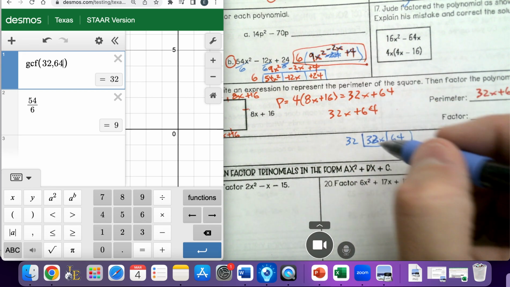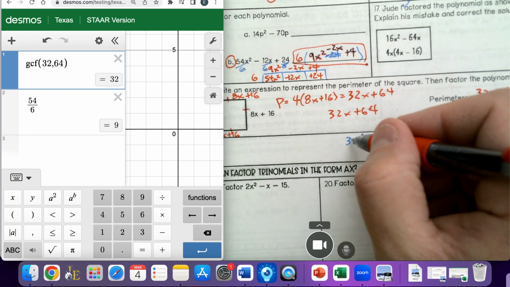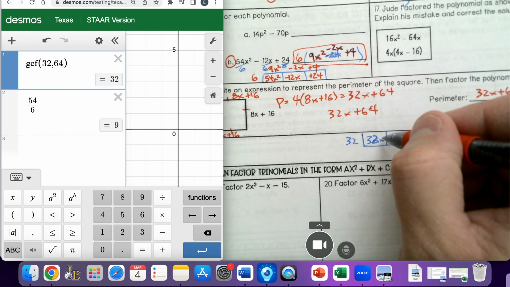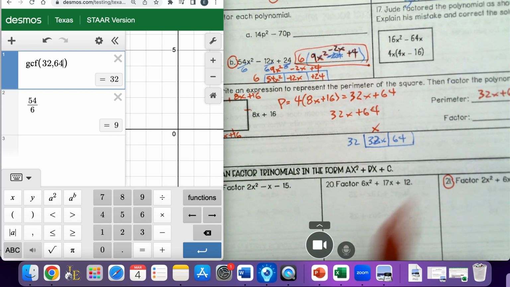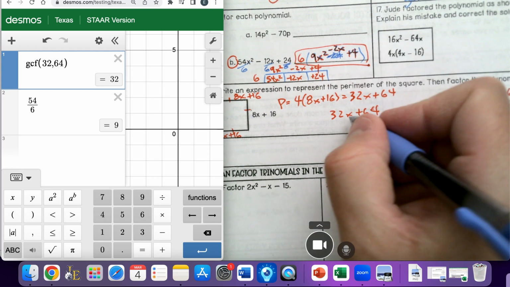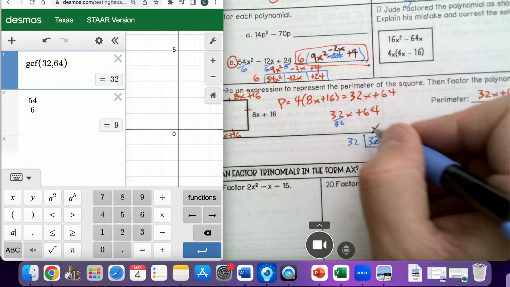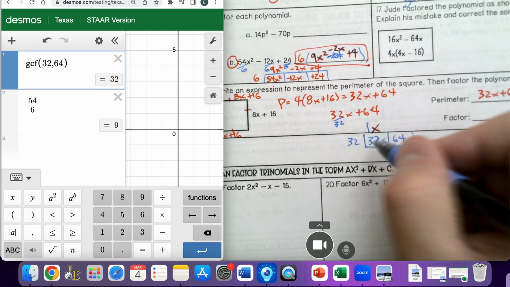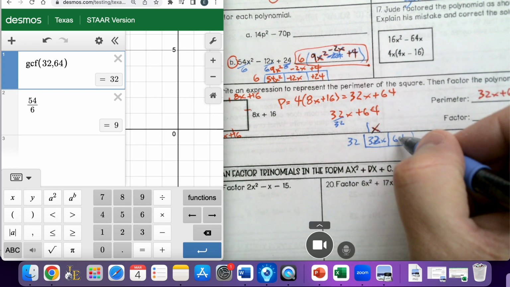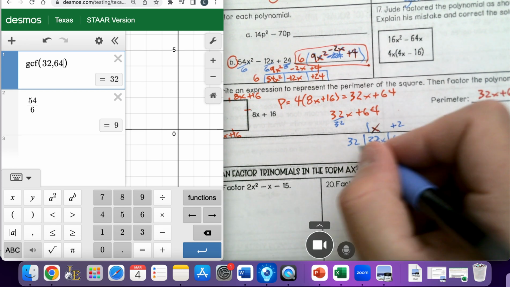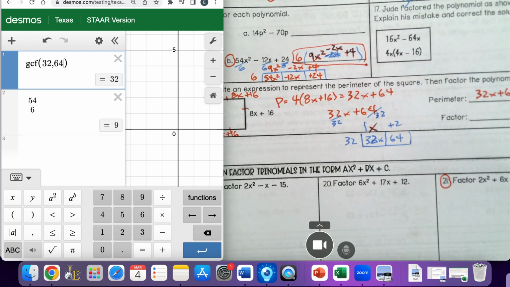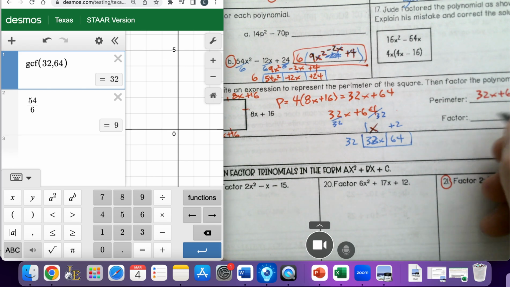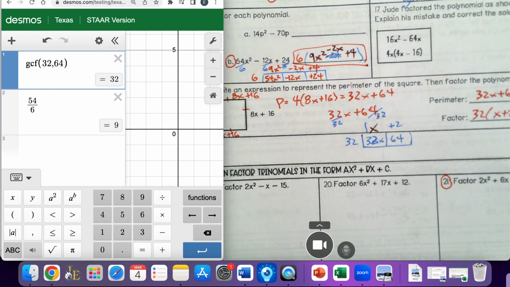So what times 32 gets me 32x? Well, that would just be a single x here, right? Or you could just divide this by 32, and you'd find out you get a 1 here. And then we need an x, and so we get an x. And then what times 32 gets me 64? Well, that's 2. Or you could have just done 64 divided by 32, and you'll get a plus 2. And so the factors for 32x plus 64 are just 32 times x plus 2. And that would be you factoring, problem number 18.